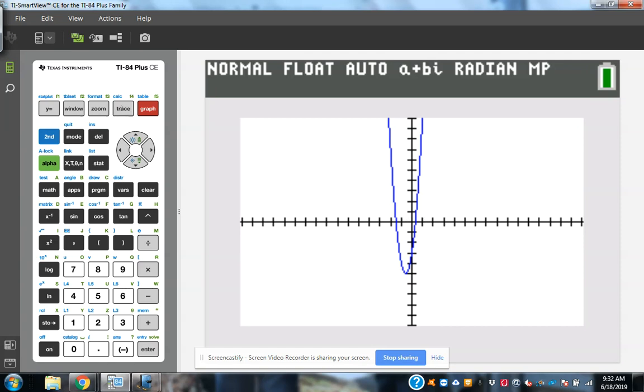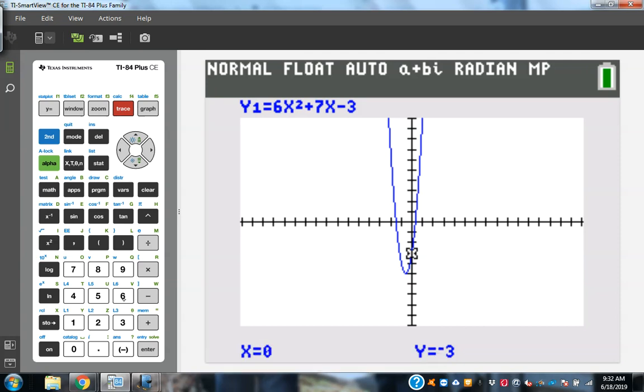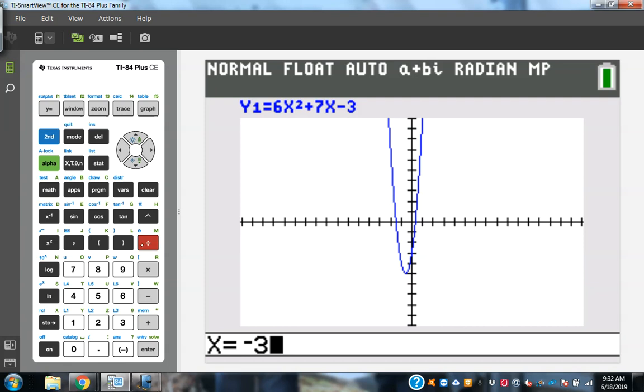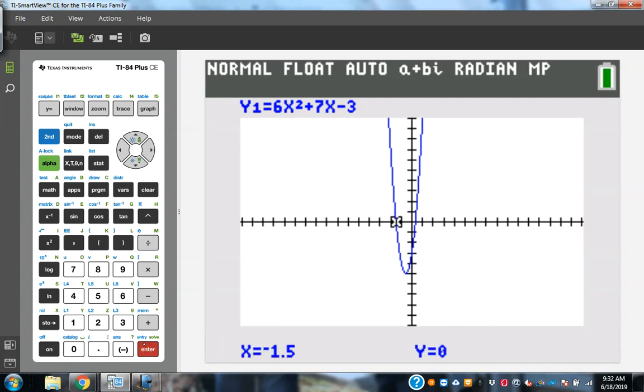Here's another way to check. Hit the trace button, which is up on the top row. It's the one that's highlighted in red there, right beside where it says graph. And then type in the x value that you got. I got -3 divided by 2. Hit enter. Look at where that cursor is. It's right on it, where it's crossing the x-axis.